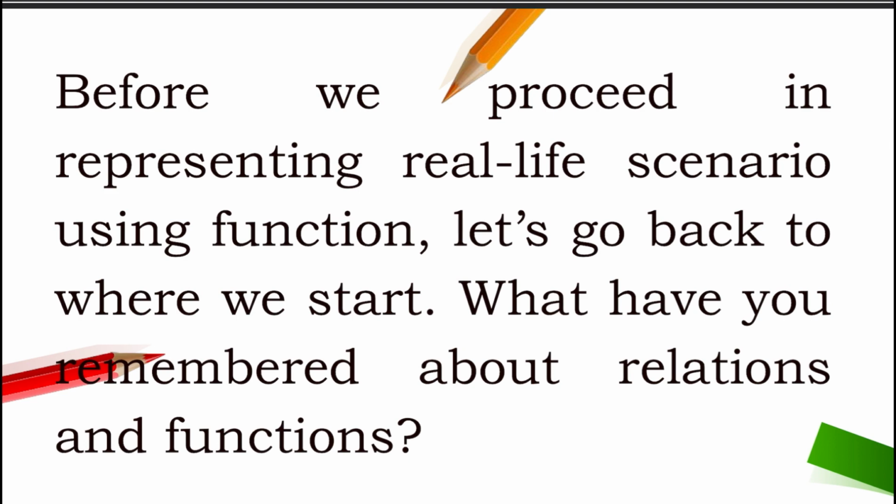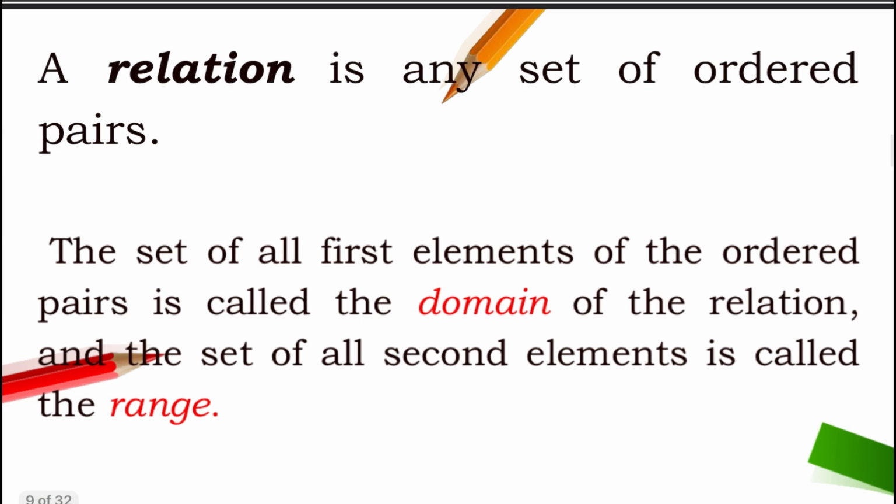Before we proceed to representing real-life scenarios using functions, let's go back to where we started. What have you remembered about relations and functions? So let's define a relation. A relation is any set of ordered pairs. The set of all first elements of the ordered pairs is called the domain of the relation, and the set of all second elements is called the range. Take note, a relation is any set of ordered pairs.